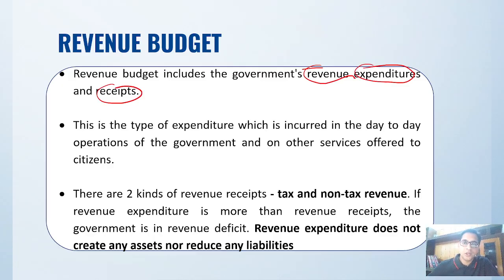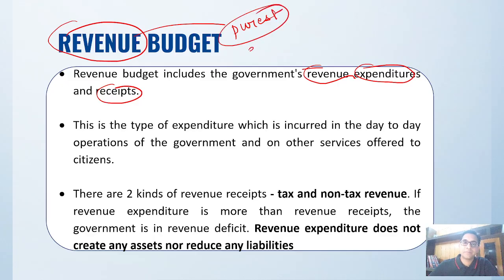Okay. So this type of expenditure, this is revenue expenditure, which is the purest form of government earning. That is only the money of the government for day-to-day operations and other services. There are two types of revenue: tax revenues and non-tax revenues. Okay.